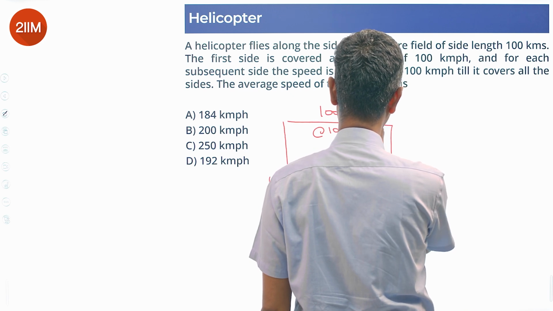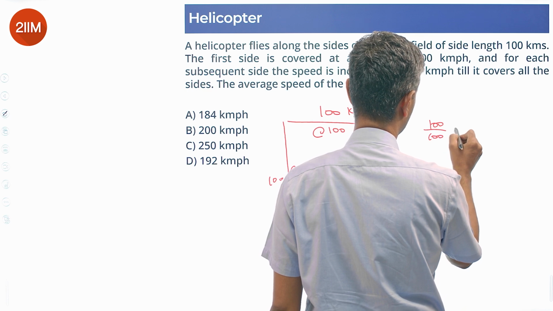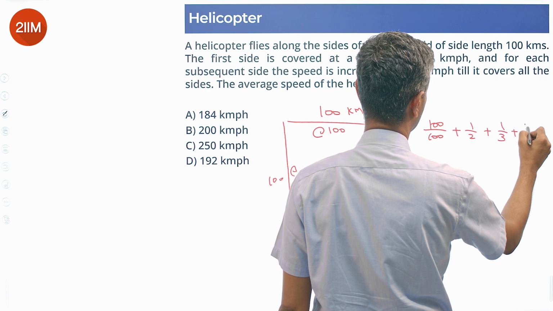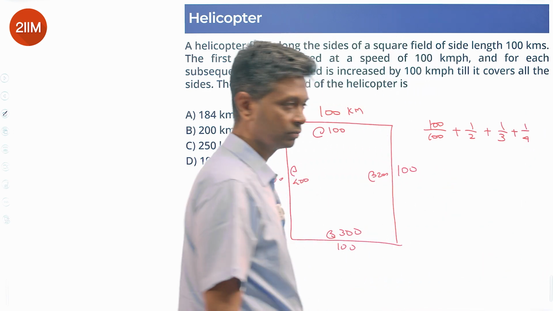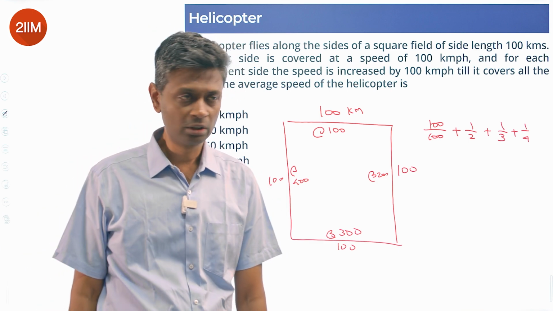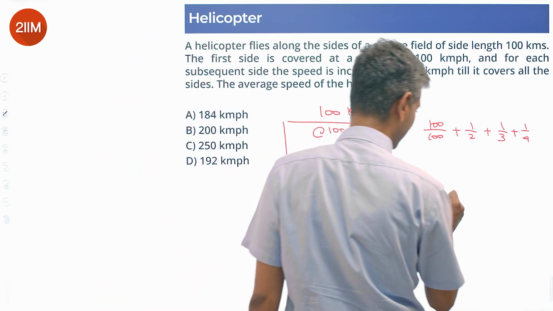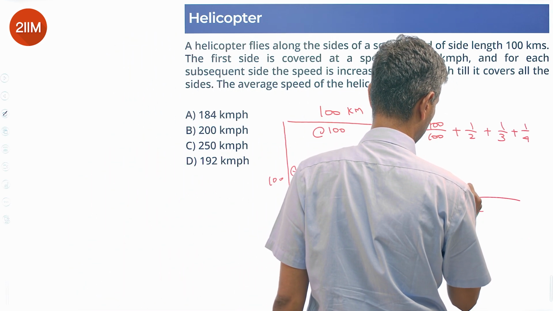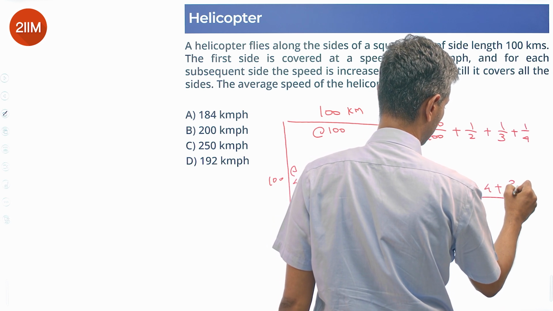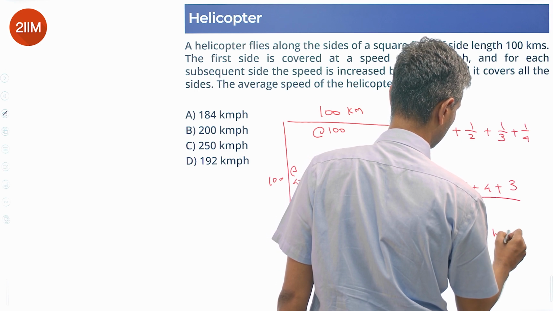100 kilometers at 100 kilometers per hour: 100 by 100 plus 100 by 200 plus 100 by 300 plus 100 by 400. That is 1 plus 1 by 2 plus 1 by 3 plus 1 by 4, the total time taken. Total distance is 400, and 400 divided by this is our answer. The LCM is 12: 12 by 12 plus 6 by 12 plus 4 by 12 plus 3 by 12, which is 25 by 12 hours.